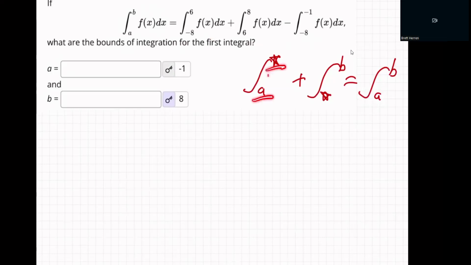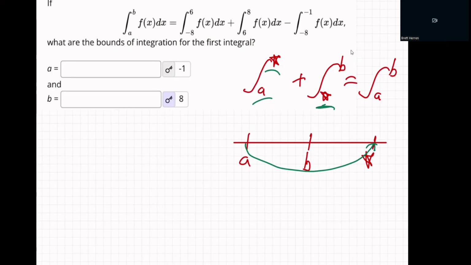If you go A to anything, and from that thing to B, you've really gone from A to B. That makes sense. Let me show you on a number line. If you're going from A to whatever, let's just call it star, and then B, think about what that means. I'm going from A to star, then from star to B. So in the end, we really went from A to B. That's what we have to do, so we have to make that happen.